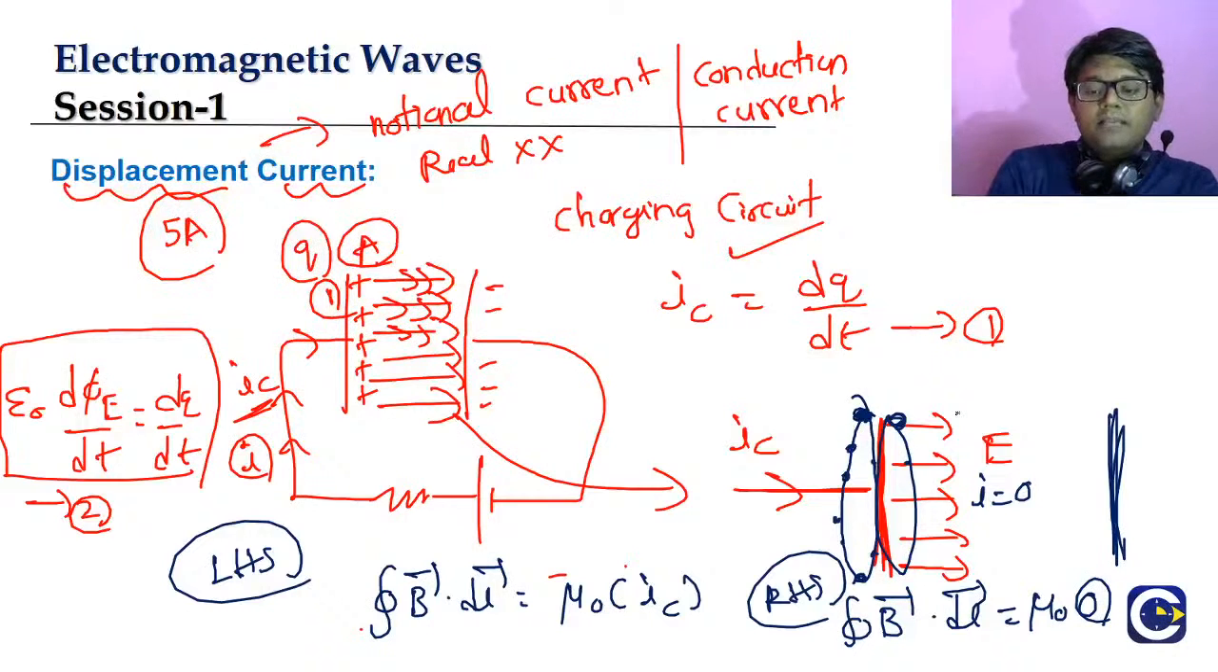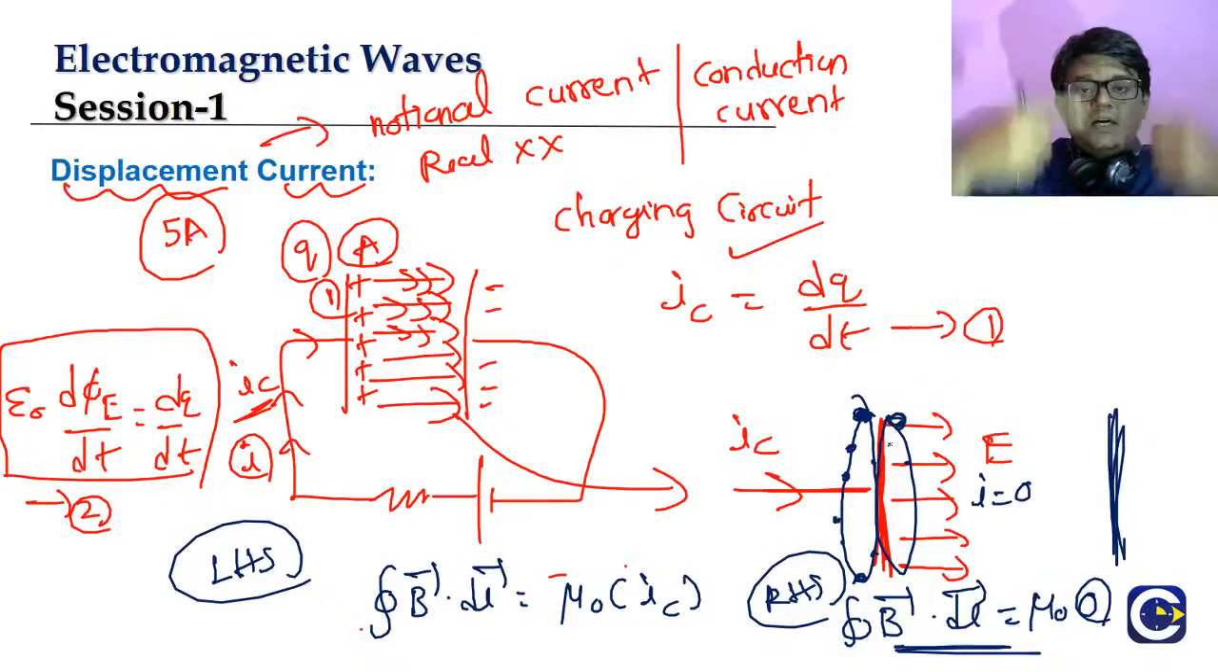But if you try to apply the loop rule on the right hand side, what should it be? Integral B dot dl is equal to mu naught into current, right? But there is no current. We have to put 0 there. This is a contradiction. Experimentally, on the left hand side there is a magnetic field, and on the right hand side there is also a magnetic field.